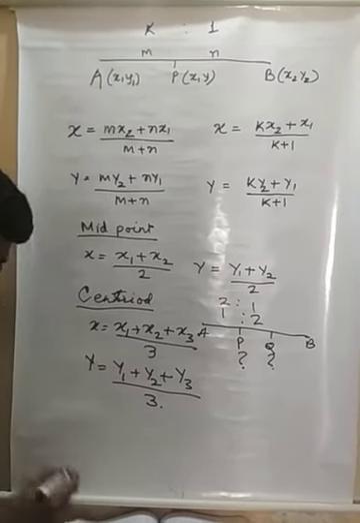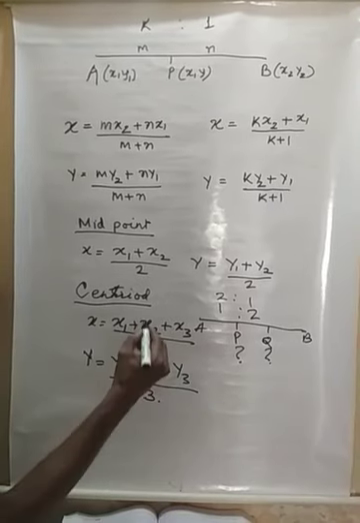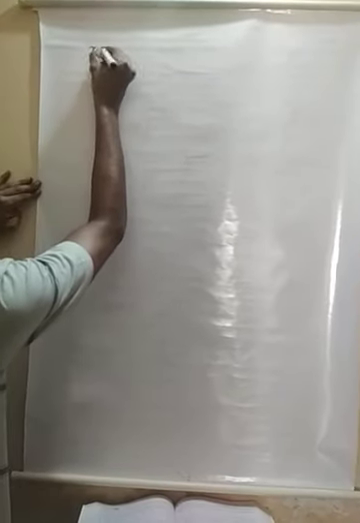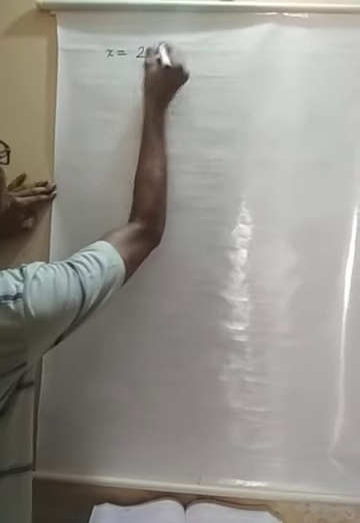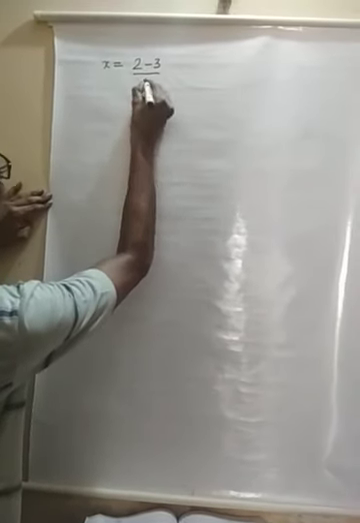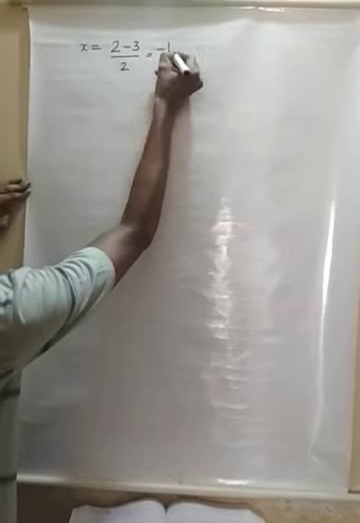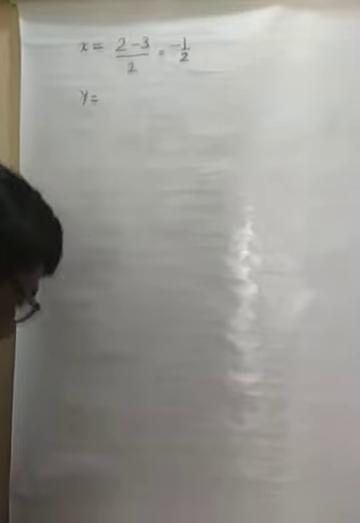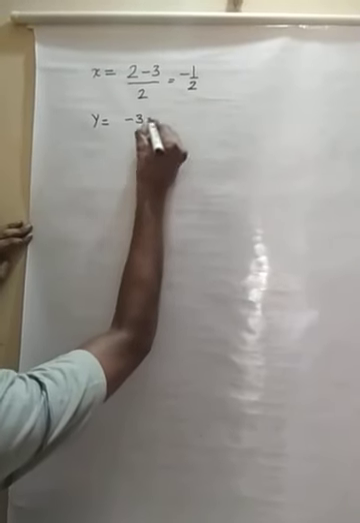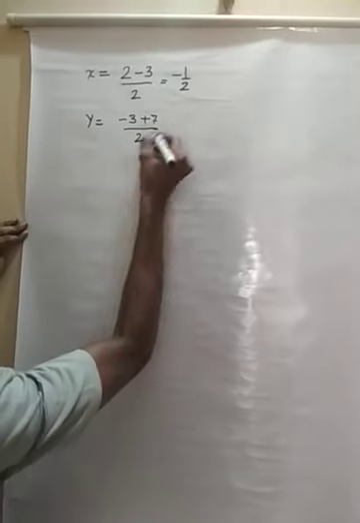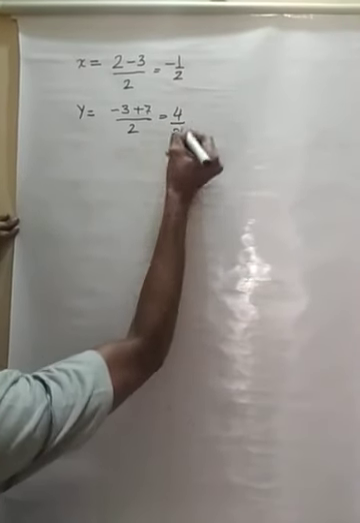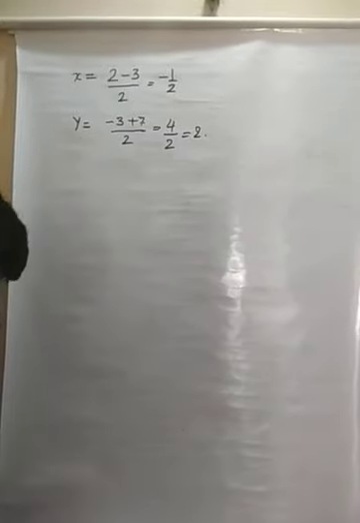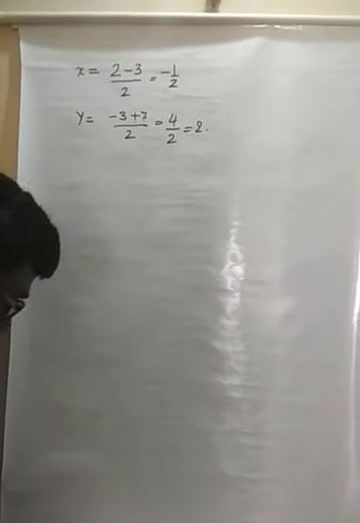If you open the exercise, the first question is to find the midpoint of the line segment joining the following pair of points. Here we have to find the midpoint, so x we have to find. Here x1 is equal to 2 and x2 is equal to minus 3, upon 2. So you will get minus 1 upon 2. Y you can calculate in a similar manner. Y1 is minus 3. So minus 3 plus 7 upon 2, you will get 4 upon 2, or you can say just 2 as the answer. In the same manner, you can solve the remaining parts.